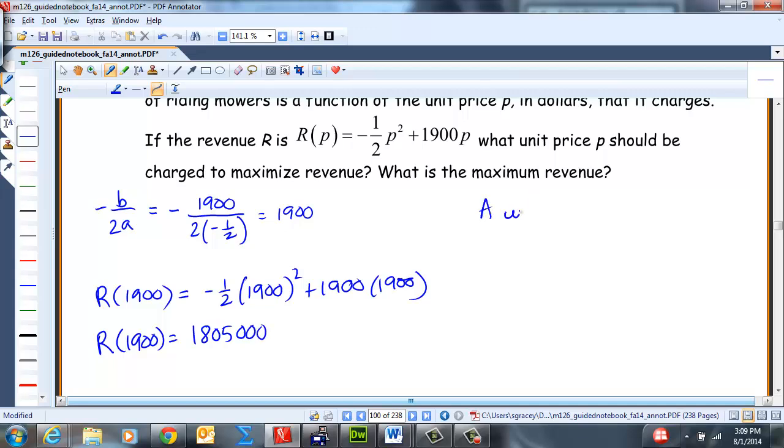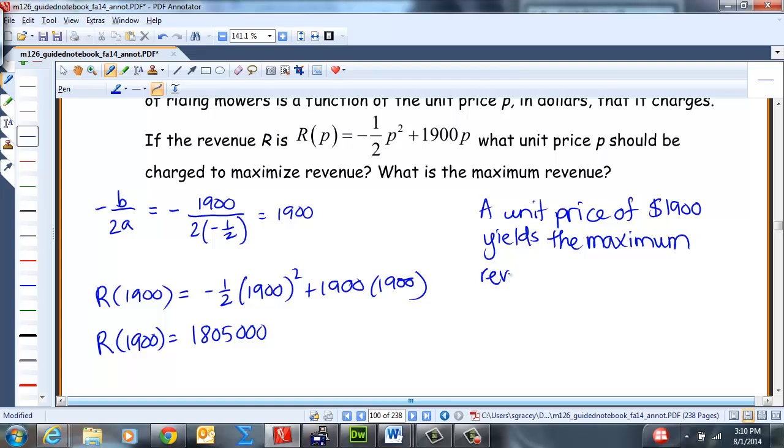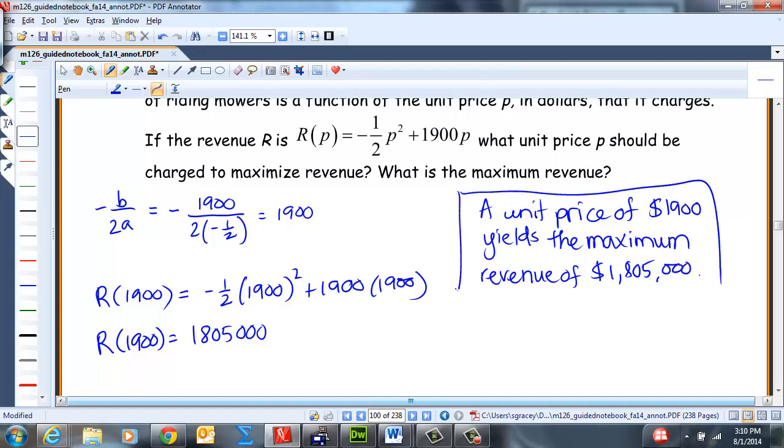A unit price of $1,900 yields the maximum revenue of $1,805,000. And we're done with this section, I think.